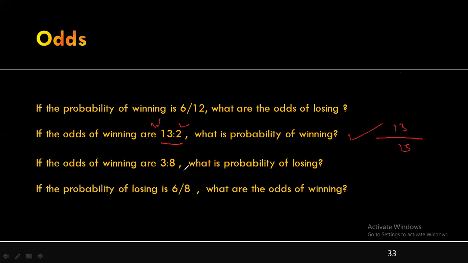Next question: if the odds of winning are 3 is to 8, what is the probability of losing? So 3 is winning and 8 is losing, so 8 divided by the total possible outcomes, 11. Next: if the probability of losing is 6 over 8, what are the odds of winning? The remaining is 2 over 8, right? So 2 over 8.